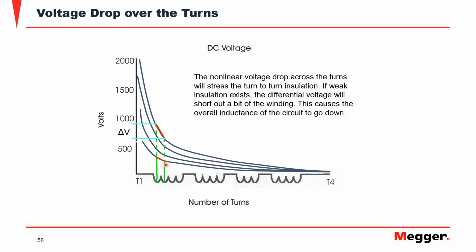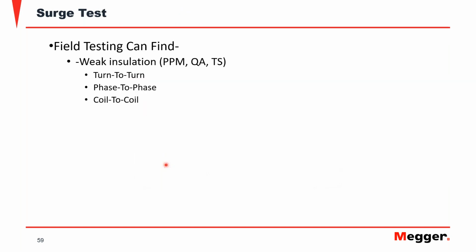Now, the shorting of those turns will only happen if you have a problem that's brewing in the machine, if you have a weakness in the insulation that you cannot see by any other means. None of the other DC tests that we discussed is able to find the type of fault that we can find during surge testing. So in the end, what can we find with surge testing? We can find weak insulation, turn to turn, phase to phase, coil to coil, any problem in the insulation.